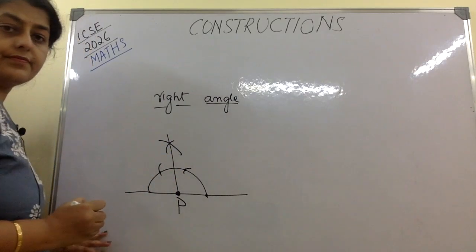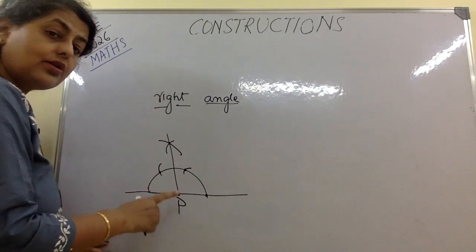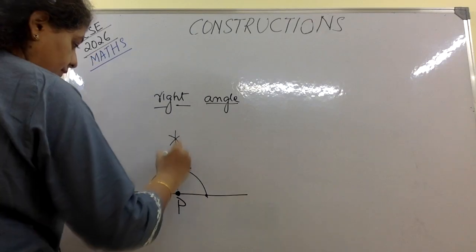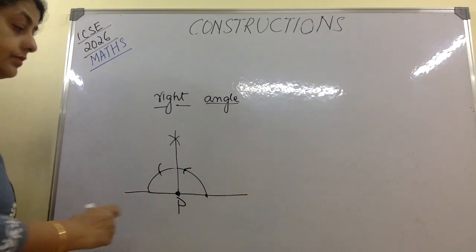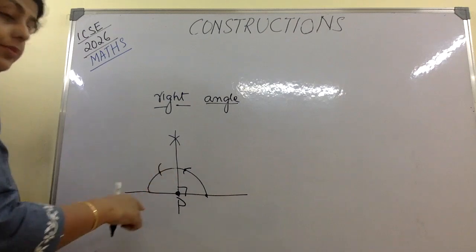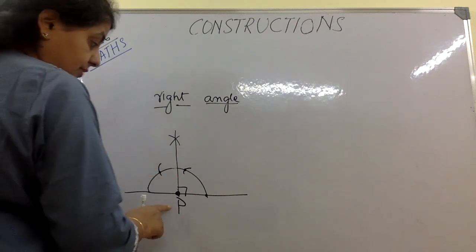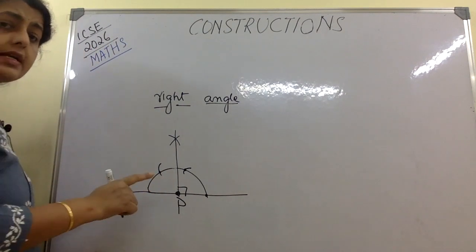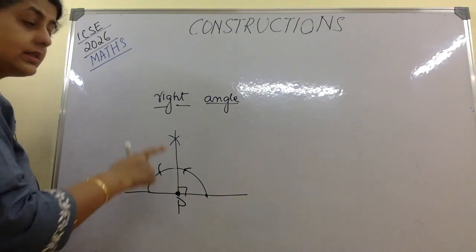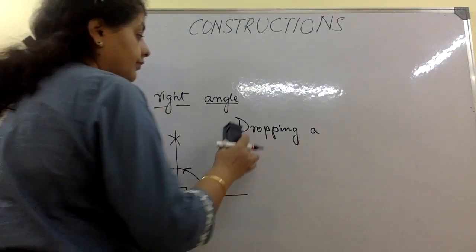Now here it goes. So this is your 90 degree at a particular point. So we decided this point P. We decided to get the 90 degree here. So this is the right angle at the point P.